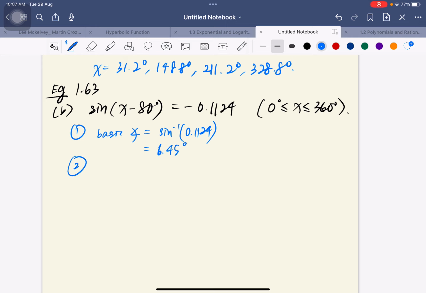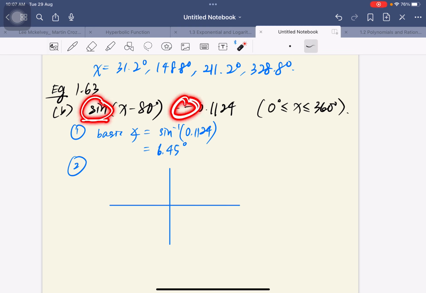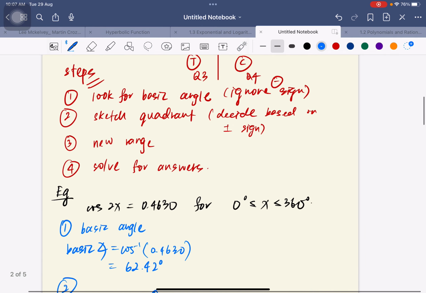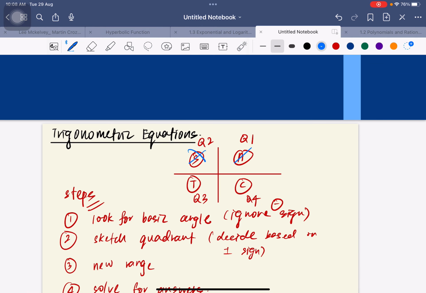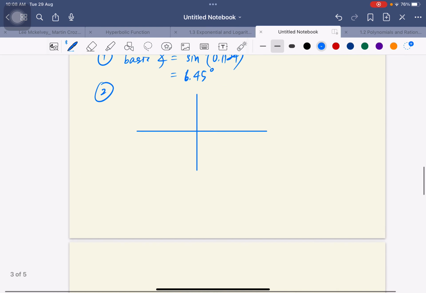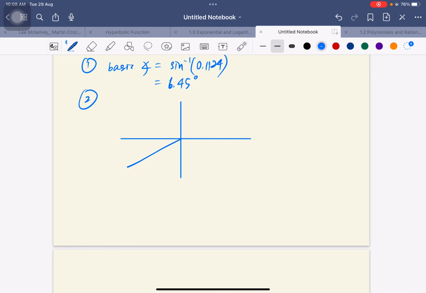Second step is to sketch out the quadrant. Since it's sine negative, that means we are going to choose not this and not this, because quadrant 1 and quadrant 2 is the region where sine is positive, but right now we want sine to be negative, so we are going to choose quadrant 3 and quadrant 4. That's where sine is negative. Okay, so quadrant 3 and quadrant 4. 6.45.